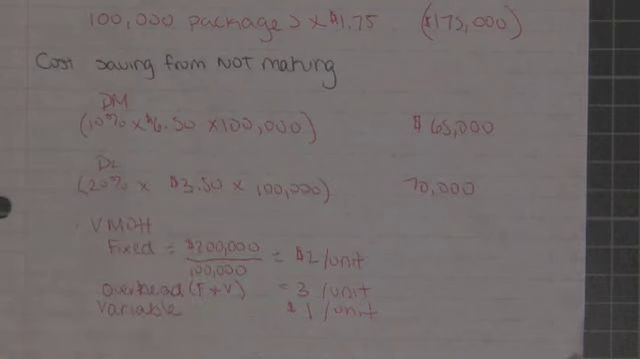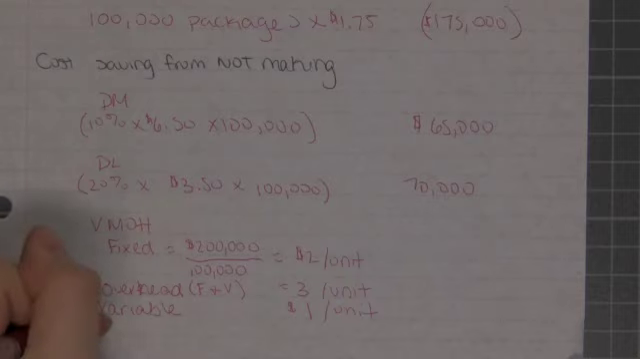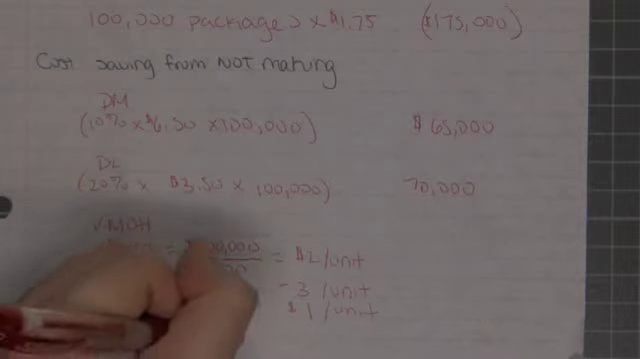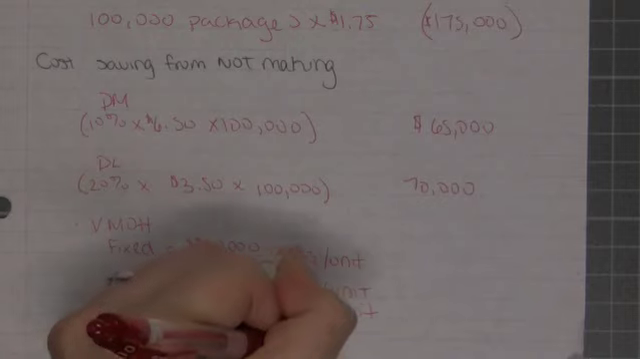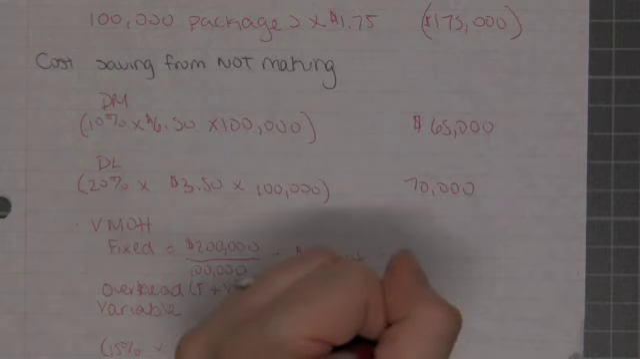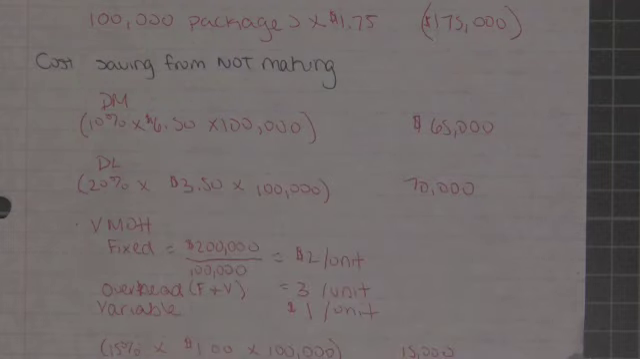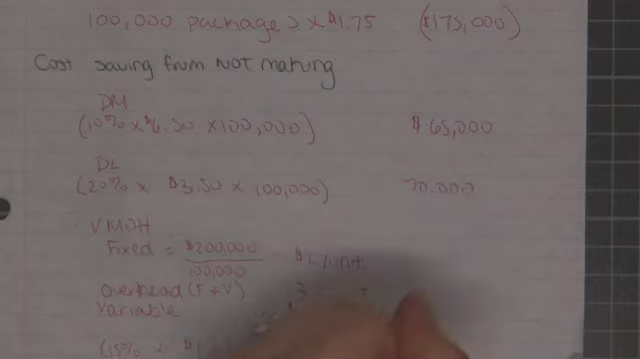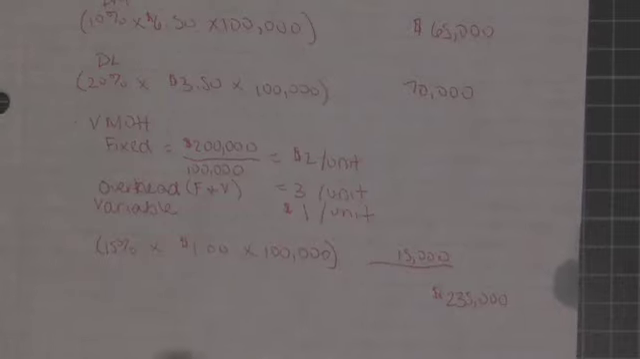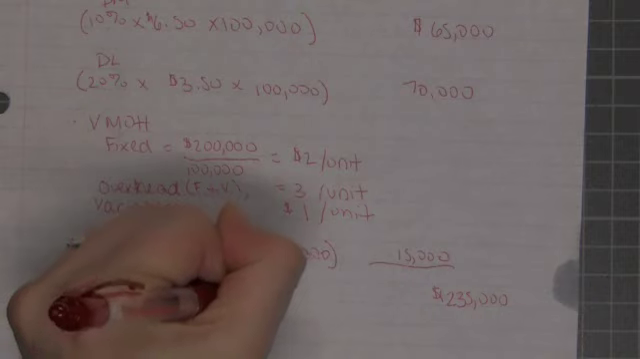So that's our variable overhead, and they tell us we save 15% of it. So it's 15% of the $1 per unit that we have to pay out, and we're going to use that savings for 100,000 units if we buy the containers. So our savings will be $15,000. So when we tally all that good stuff up, we end up saving $235,000. Let me move that up for you. And so that's our cost savings.